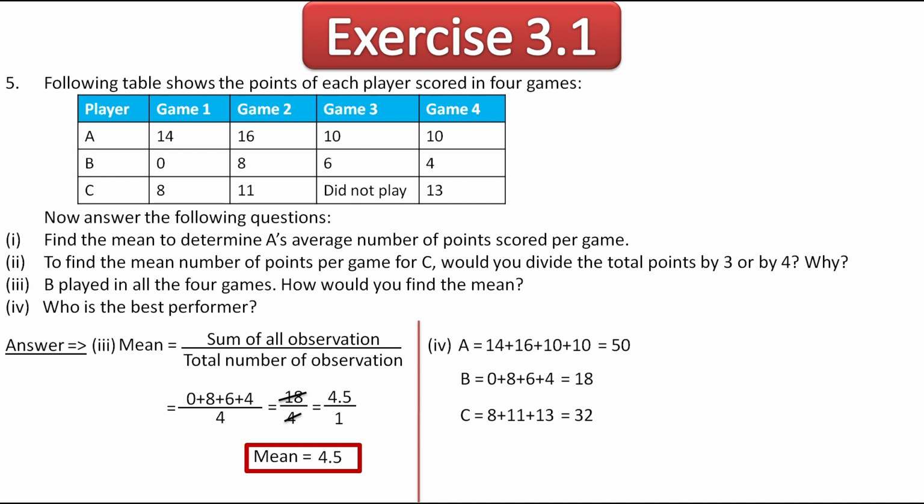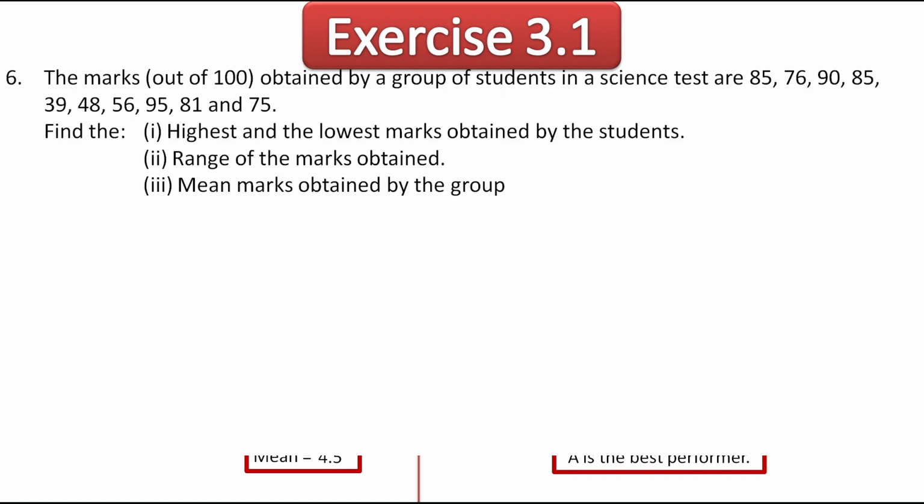According to all the scores, we understood that A is the best performer. Okay. Now let's move to the next question, that is the sixth one. The marks out of 100 obtained by a group of students in a science test are these marks. Find the highest and the lowest marks obtained by the students.